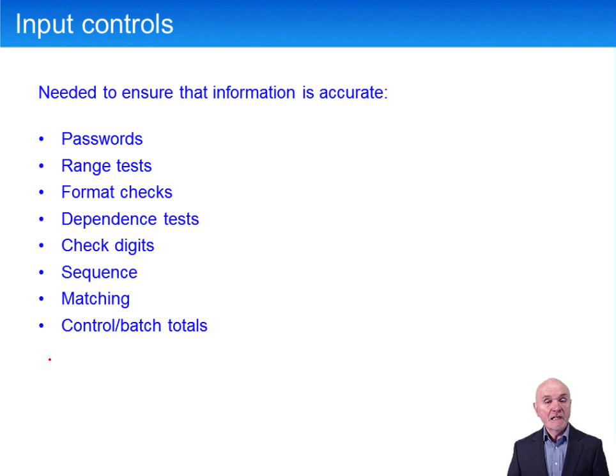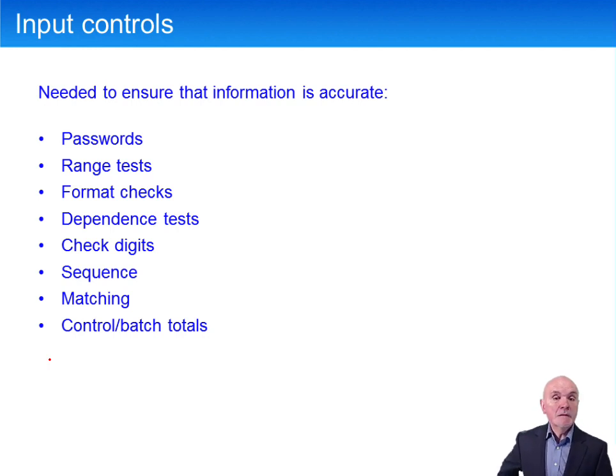Matching. For example, all employees are supposed to put in a timesheet. And if one employee hasn't put in a timesheet, it'll report that there's something missing. And finally, control and batch totals. If you're putting in, let's say, 50 invoices, you add them all up. There's a control total. That's put in first. And then when you enter all of the documents coming after that, it adds them up and makes sure it reconciles to the control total.